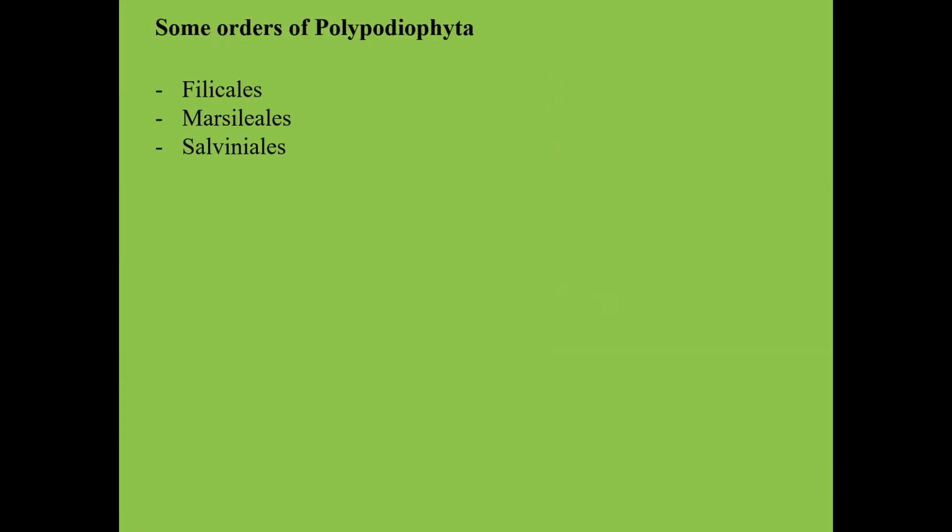So here are some orders in the phylum Polypodiophyta. You have Filicales, Marsileales, and Salviniales. That's how you say that. When you see this ending in the plant world, ales, that's how you say that. Filicales, Marsileales, and Salviniales are the orders we're going to talk about today.